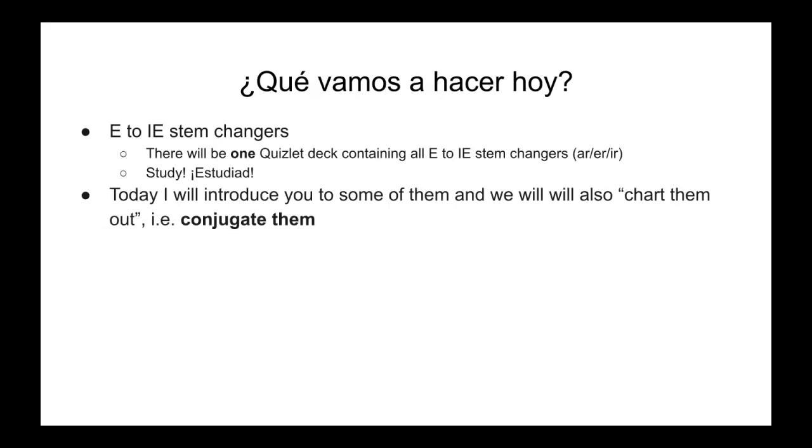All right, today we're going to talk about charting verbs out. It's a very good exercise to do, especially when you're just learning a verb tense or just learning a new set of verbs. It's to conjugate the verb out in the chart.